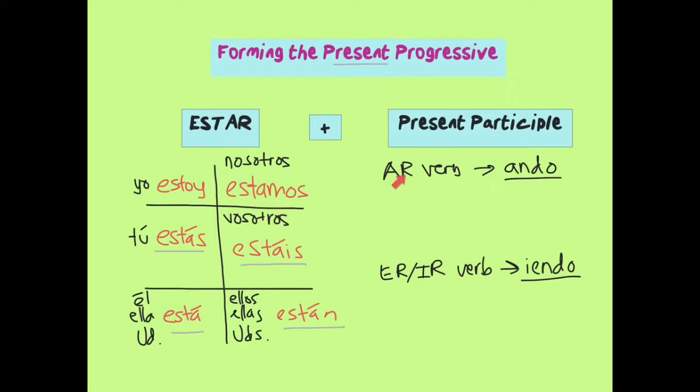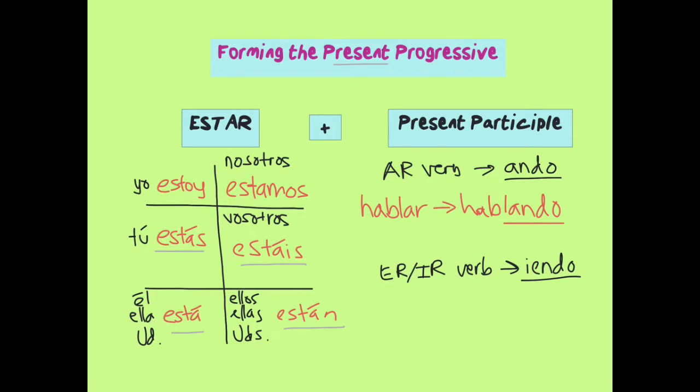For AR verbs, we add the ending ando to get the ing. So if I have the verb hablar, to say talking, I would say hablando. I take off the AR and add ando on the end to get the ing.